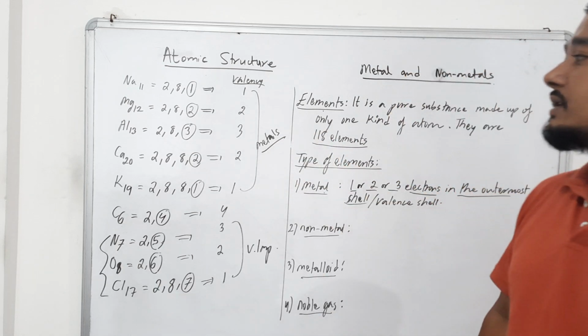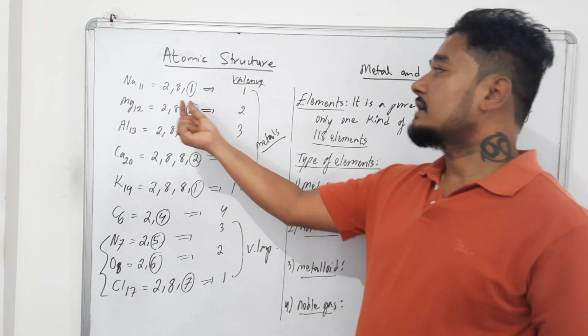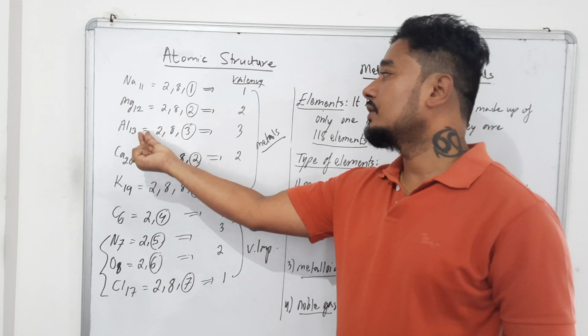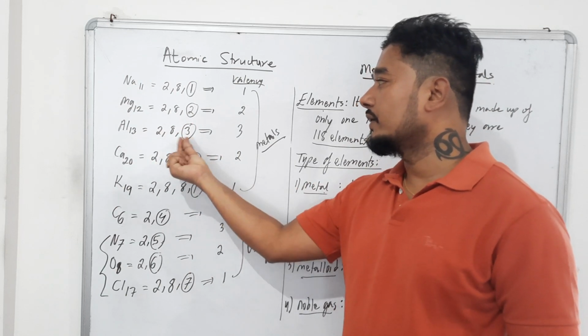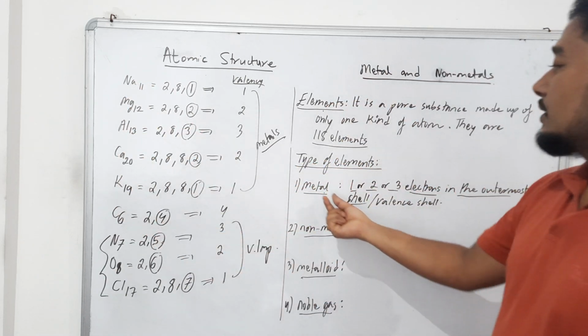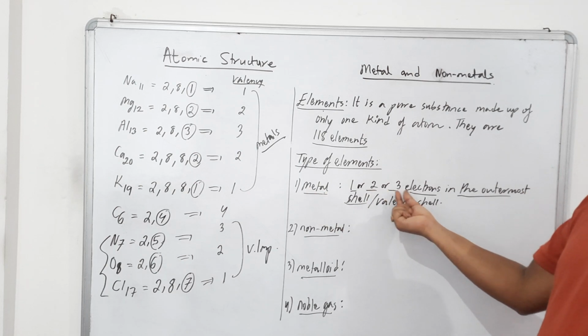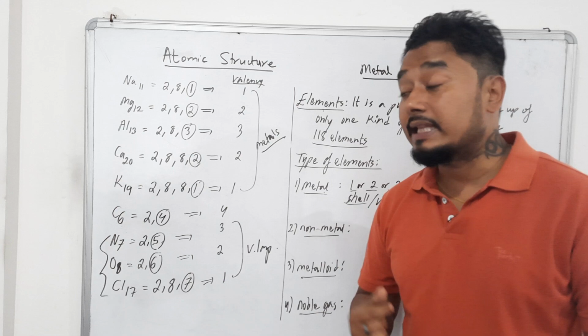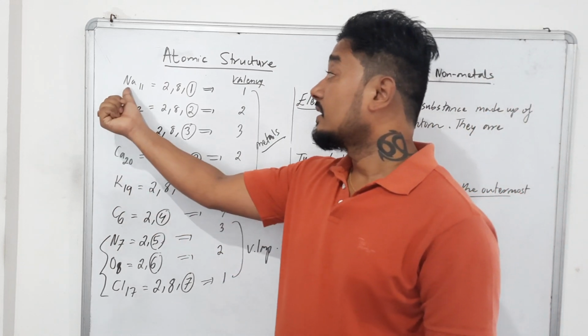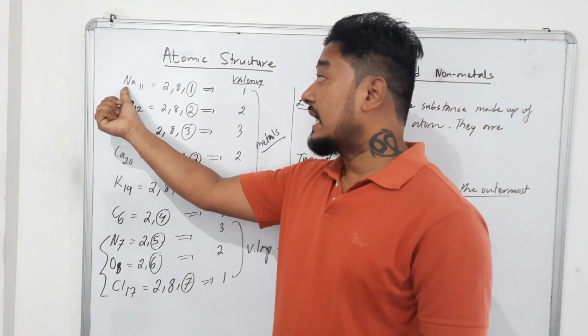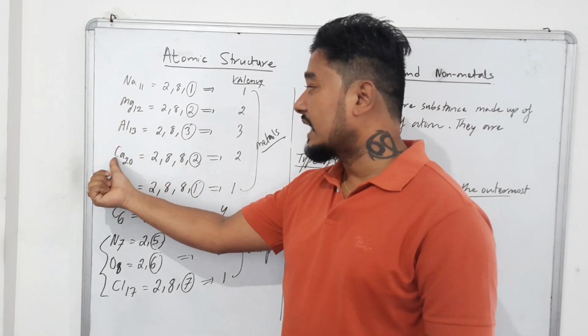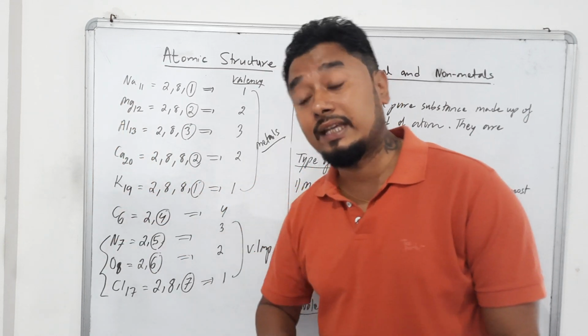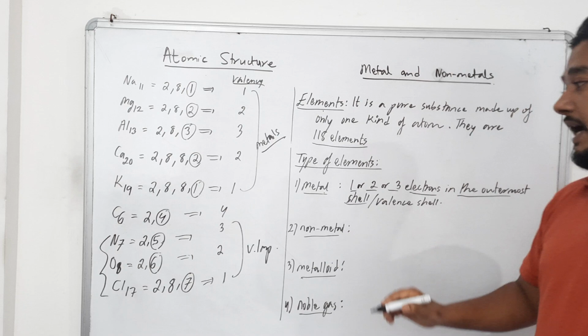Why do we consider them as metal? Because metals either have 1 or 2 or 3 electrons in the outermost shell. So metals are those elements which have 1, 2 or 3 electrons in the outermost shell, also known by the name valence shell. Do you remember that? The examples of those metals are sodium, magnesium, aluminium, calcium, potassium. Potassium symbol is K. Now let us see what is non-metal.